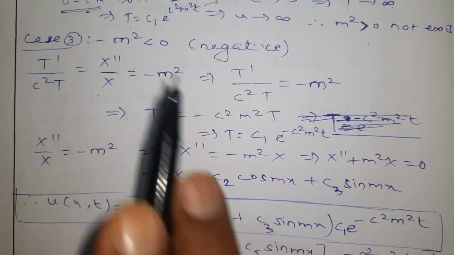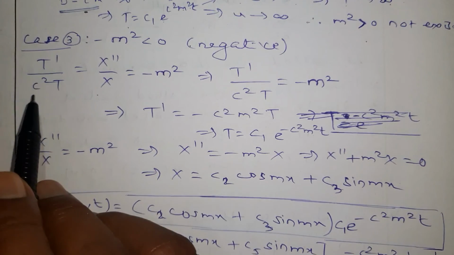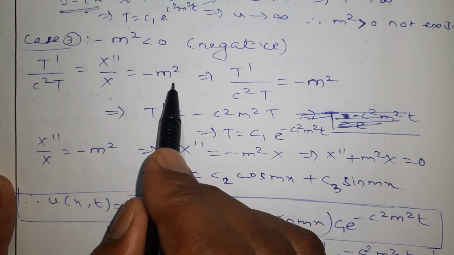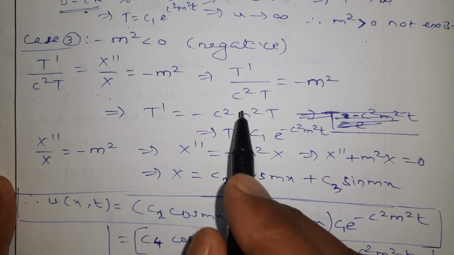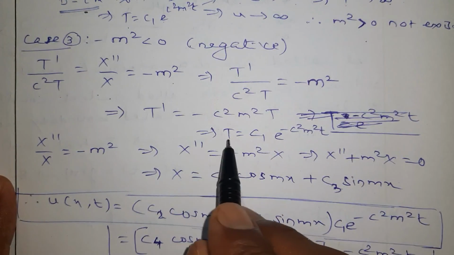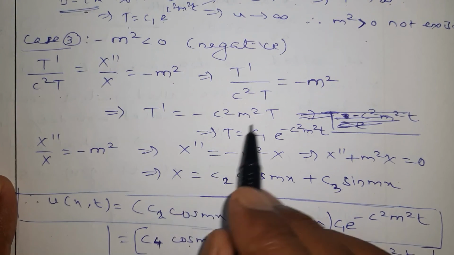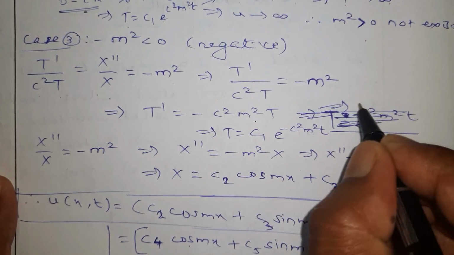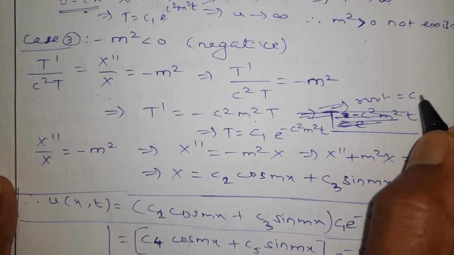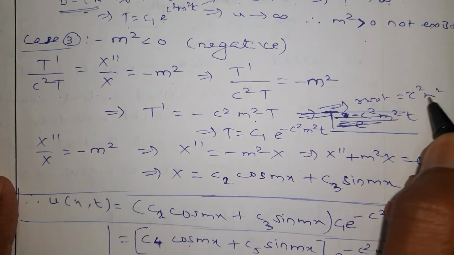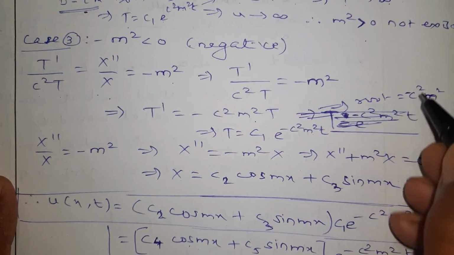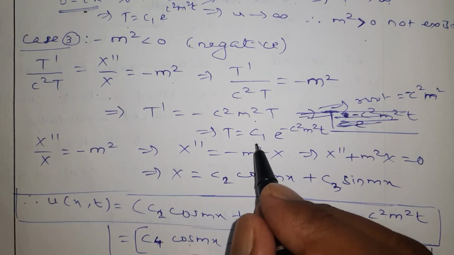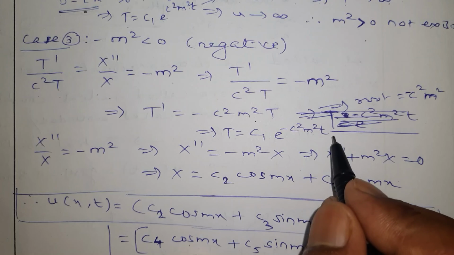When m square is less than 0, then I get t dash upon c square t is equal to x double dash upon x is equal to minus m square. Now you equate both and do the same procedure. You will get that the root is minus c square m square. Correct? If I get this root, minus c square m square, then my t is c1 e raised to minus c square m square t.